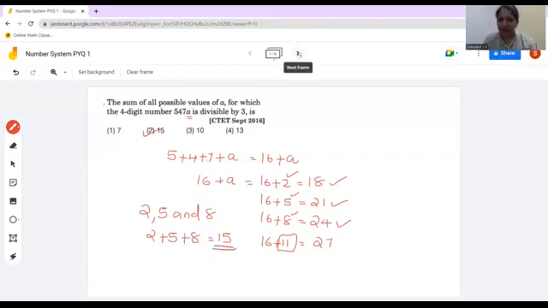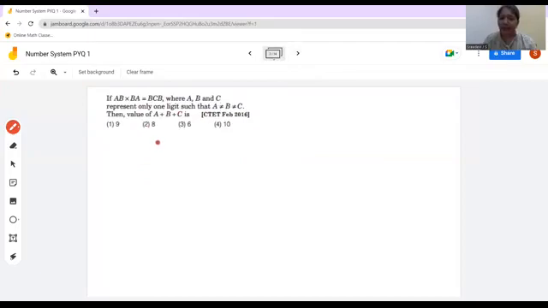Okay. Next question. If AB into BA is equal to BCB, where A, B and C represent only one digit such that A not equal to B not equal to C, then the value of A plus B plus C is. This question was asked in February 2016. So here we can assume some digits in the place of A, B, C. AB into BA, you have to get a number like BCB. So let us assume A as 1 and B as 2. Suppose it can be correct or it cannot be, so we will try with other digits otherwise.